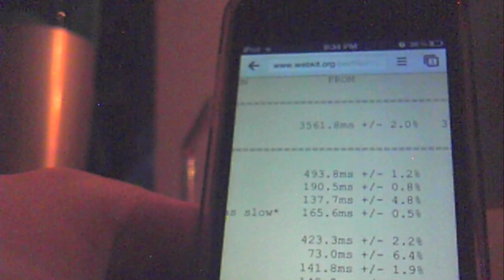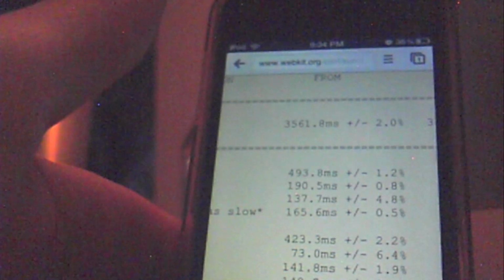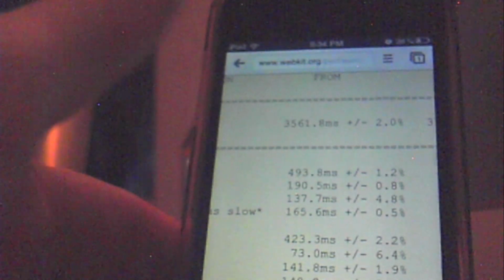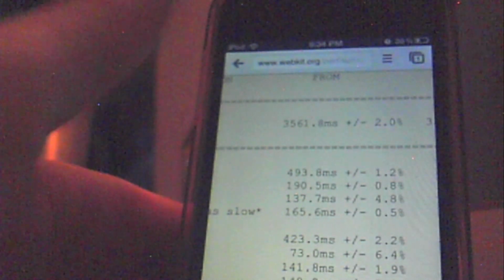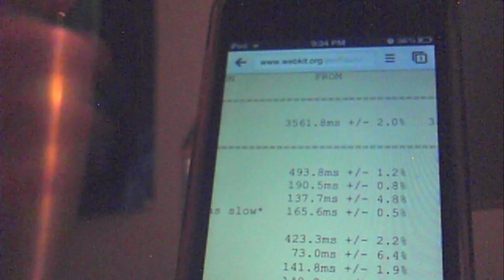Okay, so we're done now, but something went wrong. The URL didn't copy itself, so I'm sorry, but the other one had 11,500 MS, and this one has, with Nitrous of course, 3,561 MS. So you can really see the difference there.